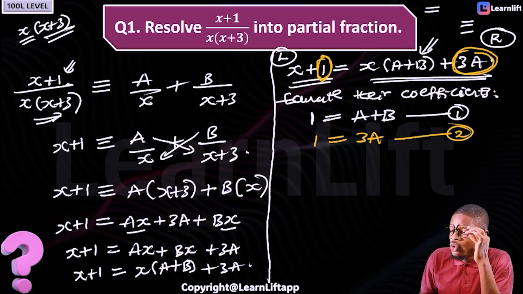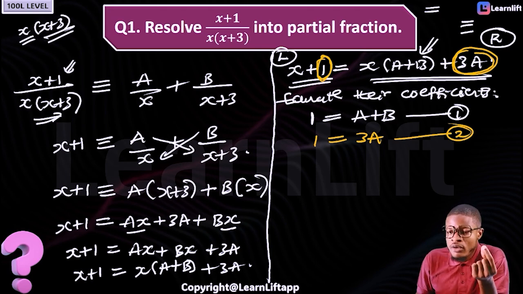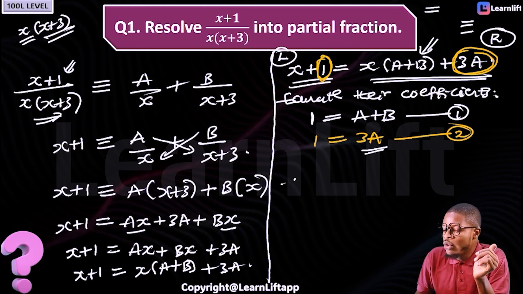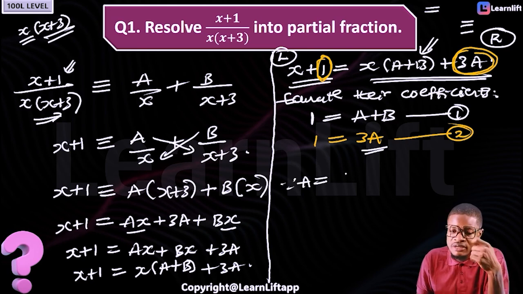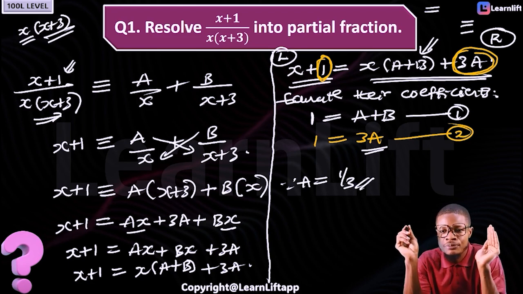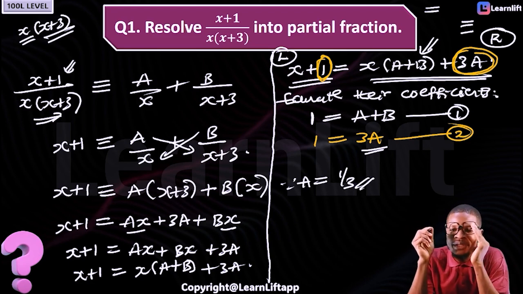Well, let's go. So I can equate now. From our equation 2, 1 is 3a. Therefore, what is a? Divide both sides by 3, right? That's 1 all over 3. That's the value of a. Simple.